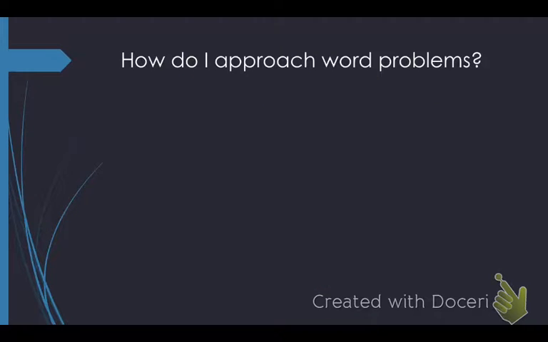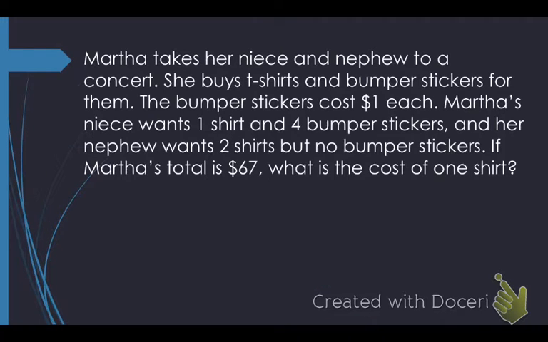So let's go ahead and get started on the first word problem here. Martha takes her niece and nephew to a concert. She buys t-shirts and bumper stickers for them. The bumper stickers cost $1 each. Martha's niece wants 1 shirt and 4 bumper stickers, and her nephew wants 2 shirts but no bumper stickers. If Martha's total is $67, what is the cost of 1 shirt?